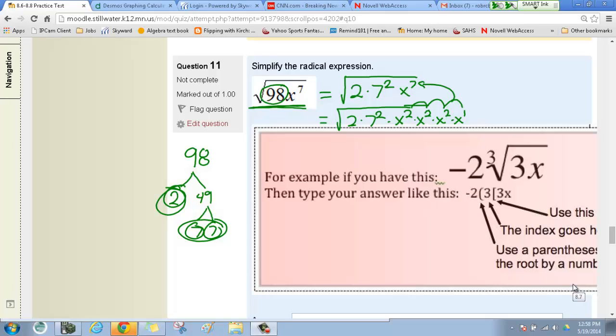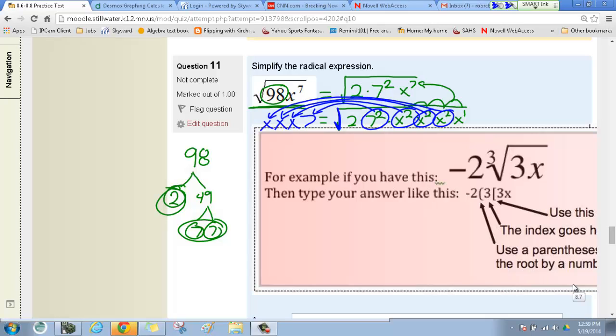Okay, so we're going to pull out groups of 2. Each time we pull out a group of 2, there's only 1, because the square root of 7 squared, well, that's just 7. And the square root of x squared is just x. And again, the square root of x squared is another x. And the square root of another x squared is just another x, right? That's what happens when we pull them out, they just become one of them.